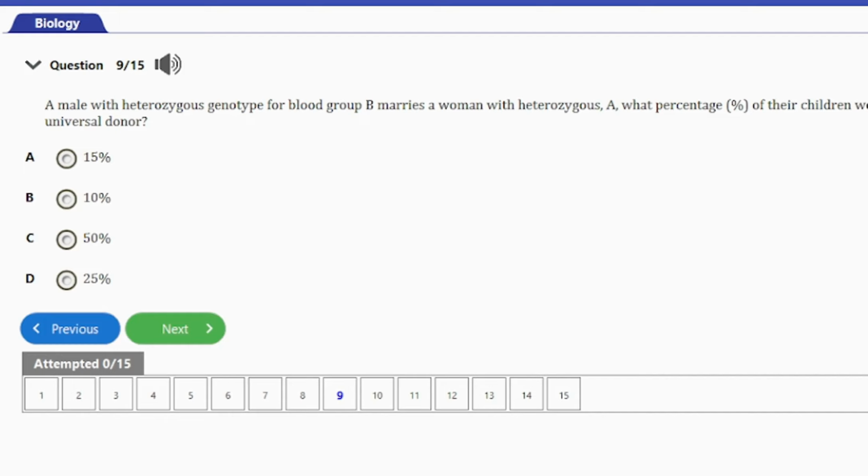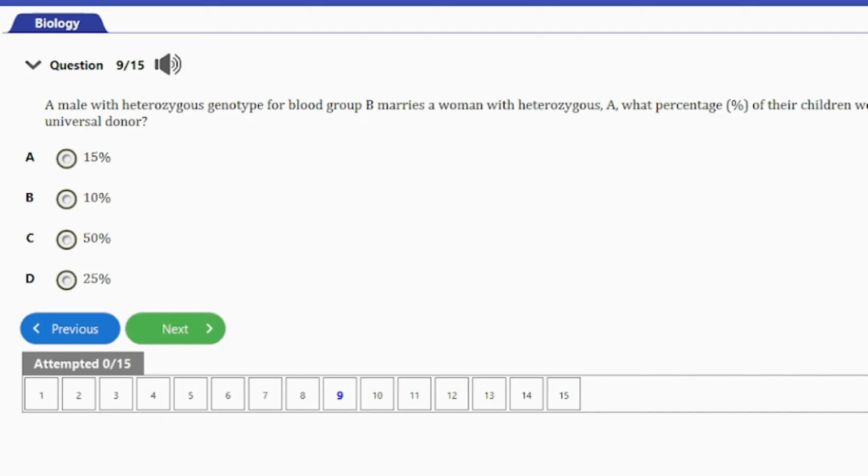So when you do a proper cross between these two, that's the BO and the AO, you're going to have that 1 out of the 4 will be homozygous O, and that's the universal donor. So the universal donor is a blood group O. So if it's going to be the universal donor, it's going to be that homozygous O. And then, guys, it's actually 1 out of 4.